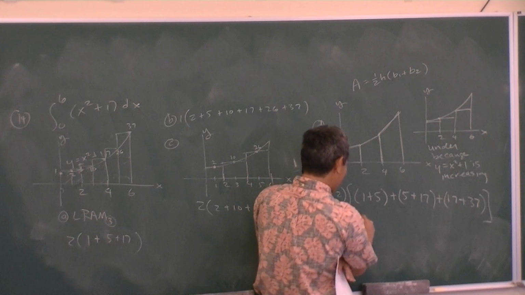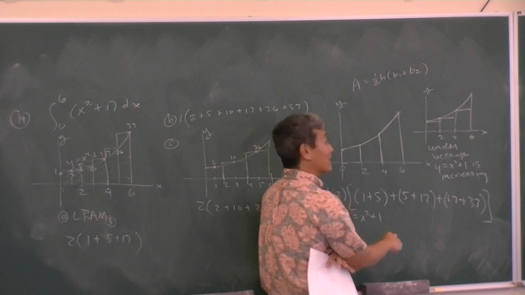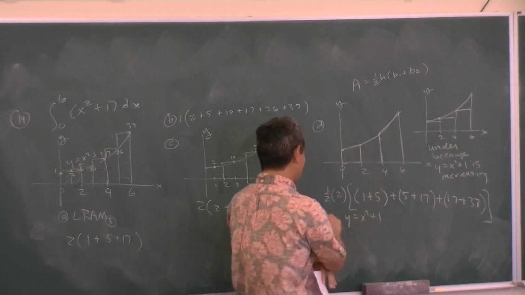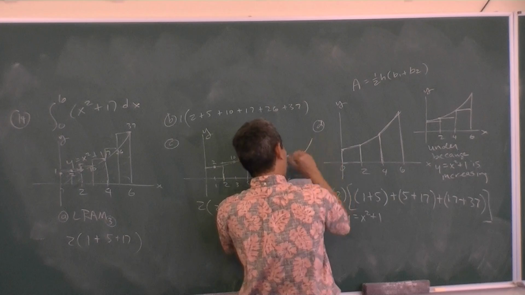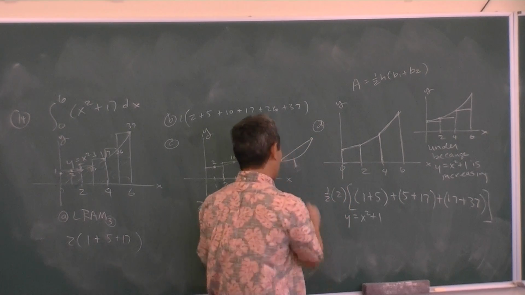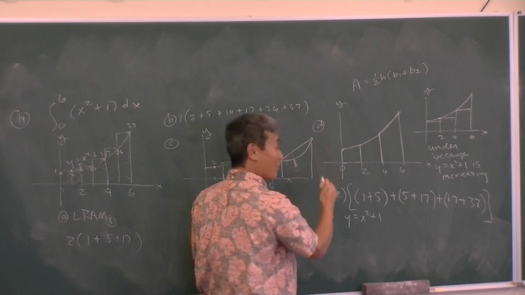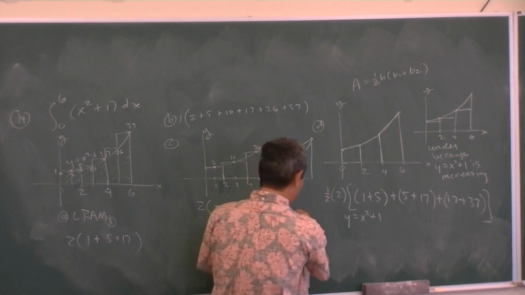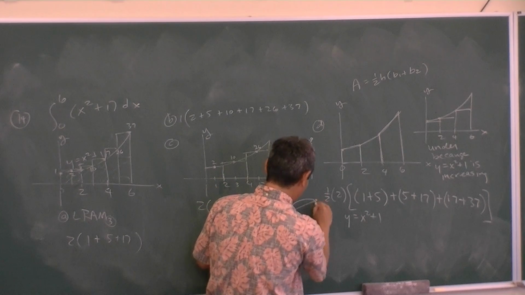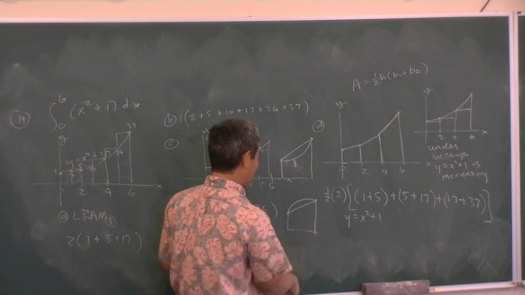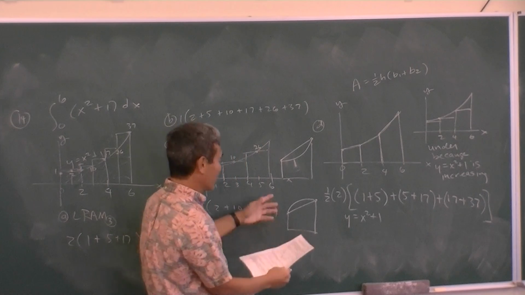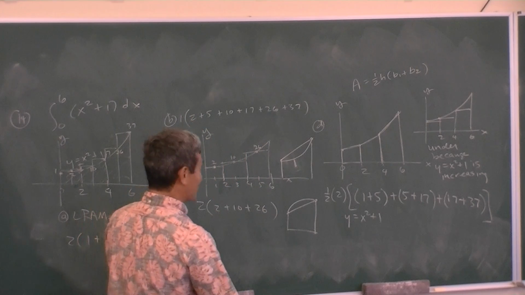Because y equals x squared plus 1 is concave up. If the graph is concave up and you connect the 2 points to form a trapezoid, then it's more than the actual area. But if it was concave down, then when you connect the 2 points, the area of the trapezoid is below the actual area.